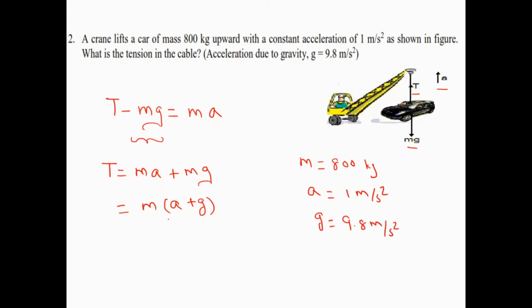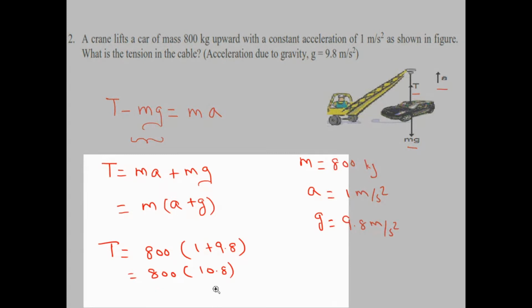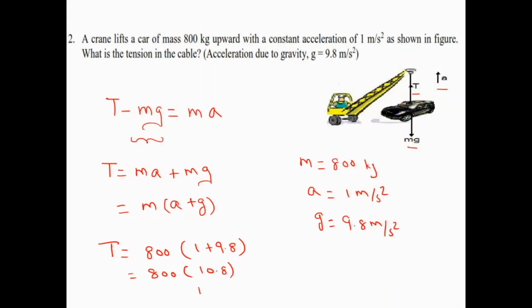Now I'm going to substitute all these values in the equation. Therefore tension equals 800 multiplied by (1 plus 9.8). So 800 multiplied by 10.8 gives the answer 8640, and the unit is Newton. So this is the answer for the second question.